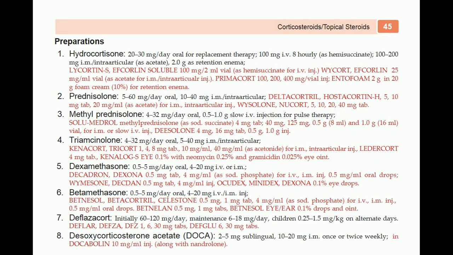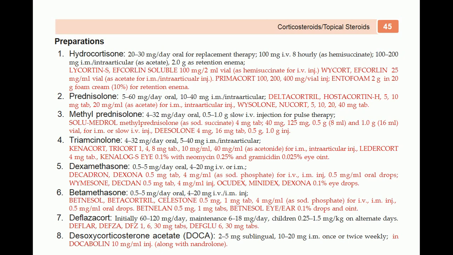Hydrocortisone is available at a dose of 20 to 30 milligrams per day orally for replacement therapy, and 100 milligrams IV hourly as hemisuccinate, 100 to 200 milligrams intramuscularly or intra-articular as acetate, and 2.0 grams as retention enema.